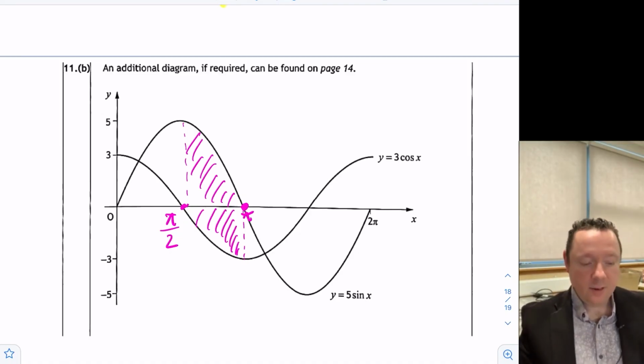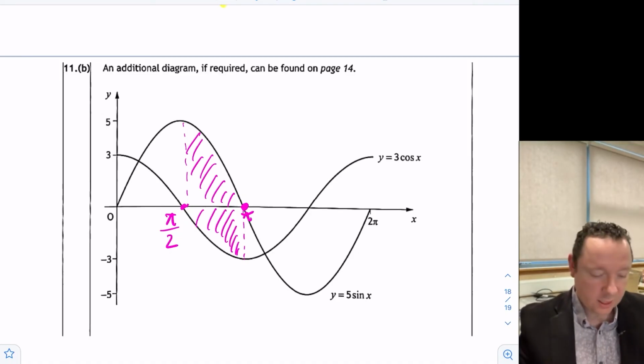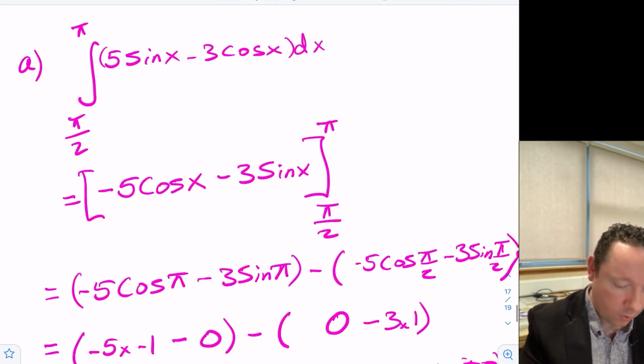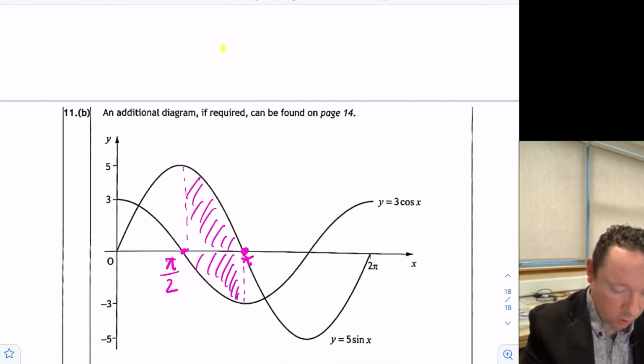It's the integral between them, so it's the area between the curves at that point. It's just asking if you understand if that means that. Just check your areas. You've got 5 sin x on the top, minus 3 cos x, which is exactly what we were integrating. So it's the integral between these two curves, between these 2 points.